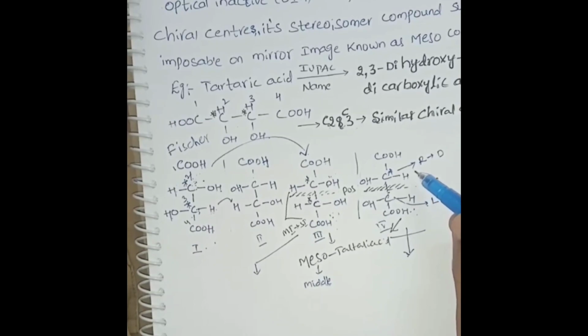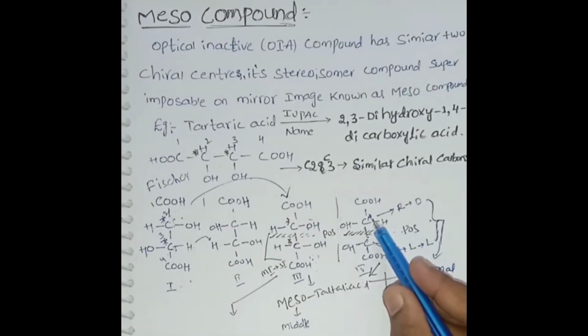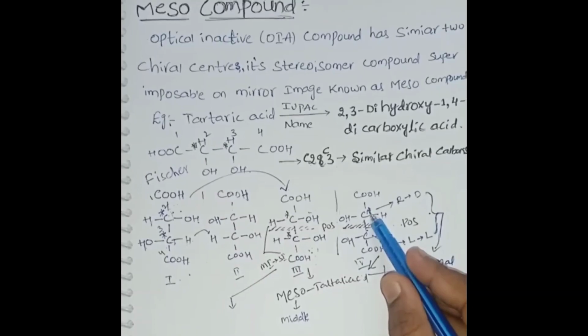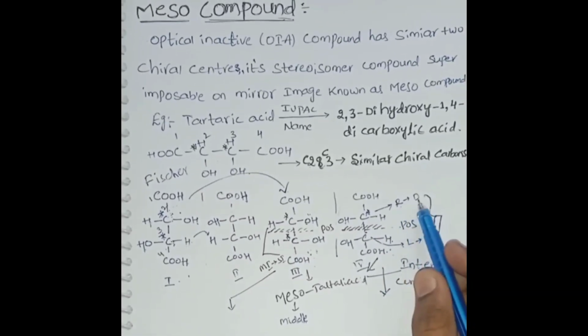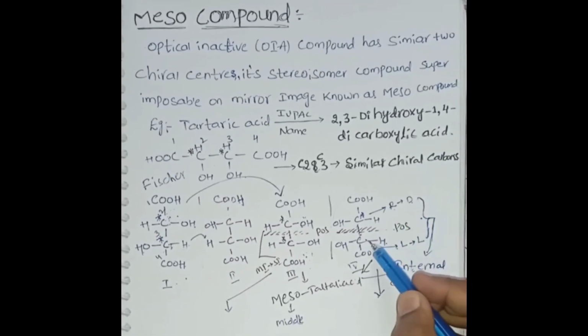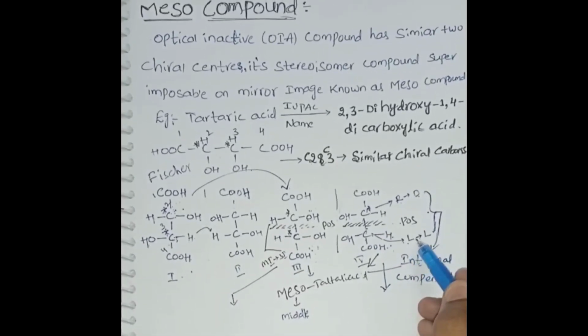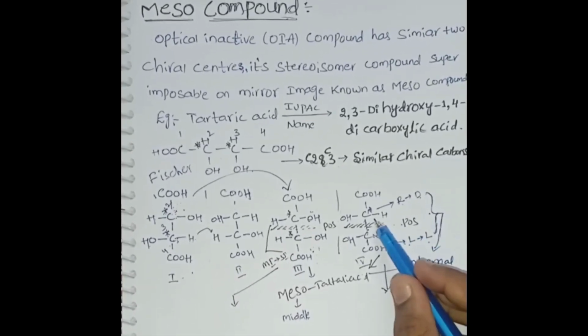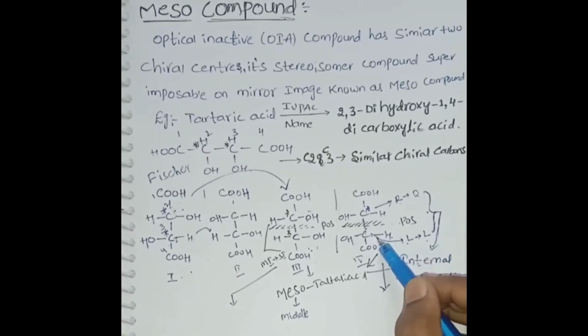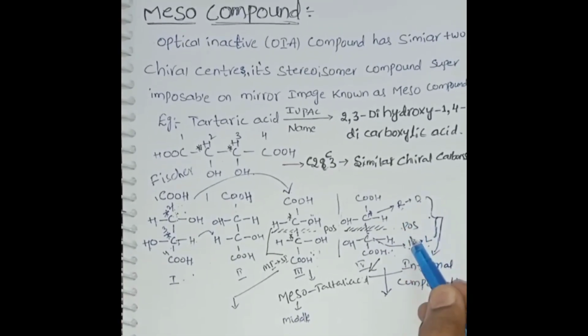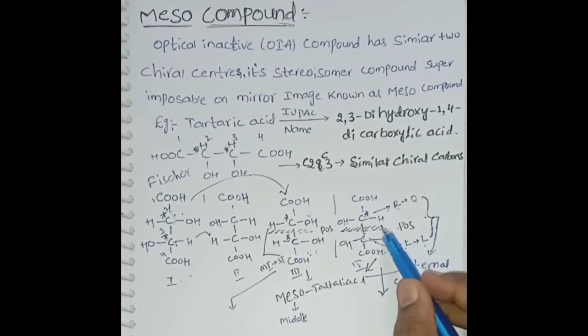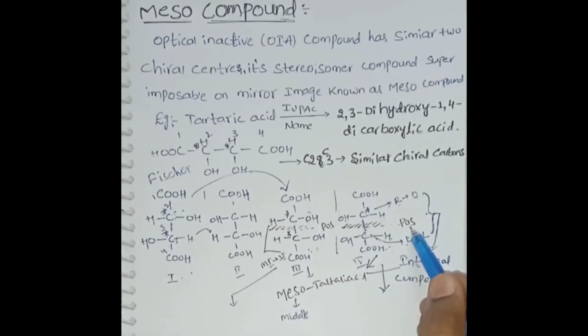In this molecule, one chiral center rotates the plane polarized light towards the right side, and the other chiral center rotates it to the left side. So the two chiral centers rotate the plane polarized light equally and in opposite directions, which makes the compound inactive. That concept is known as internal compensation, which makes the meso compound optically inactive.